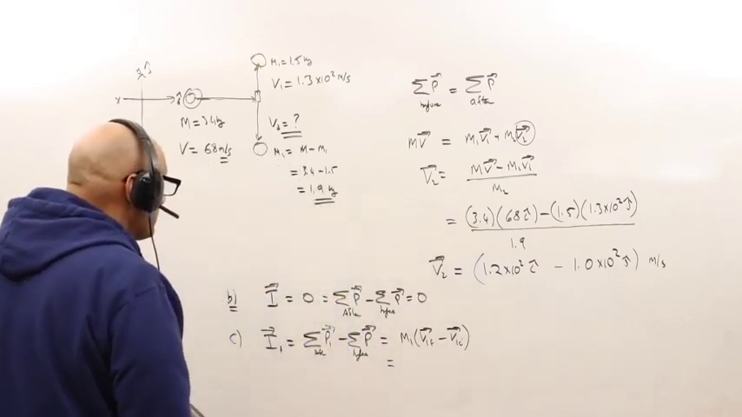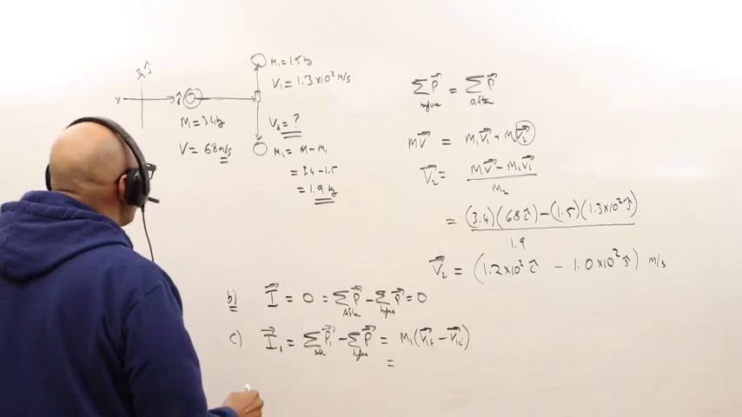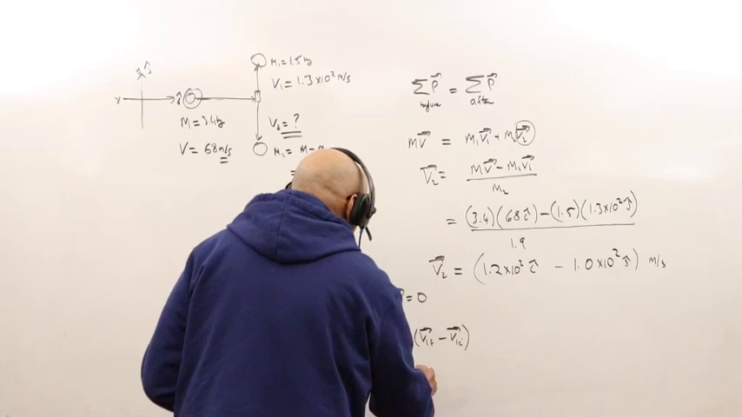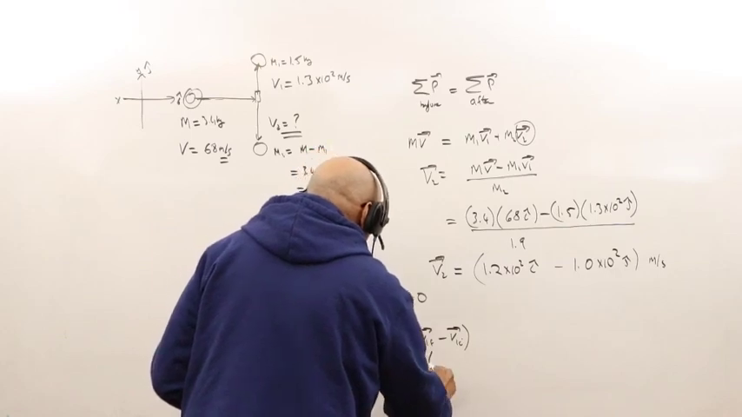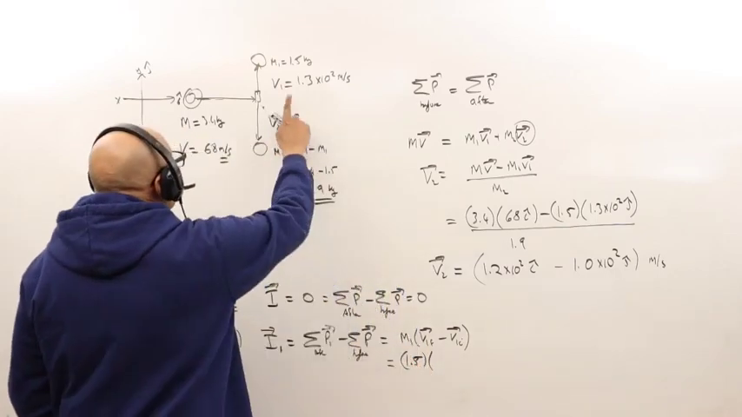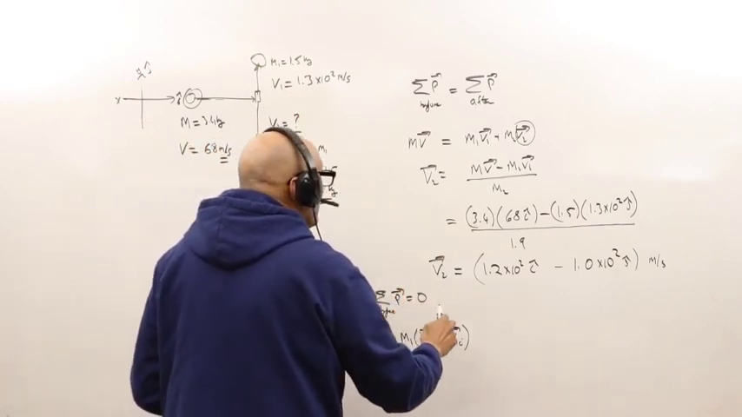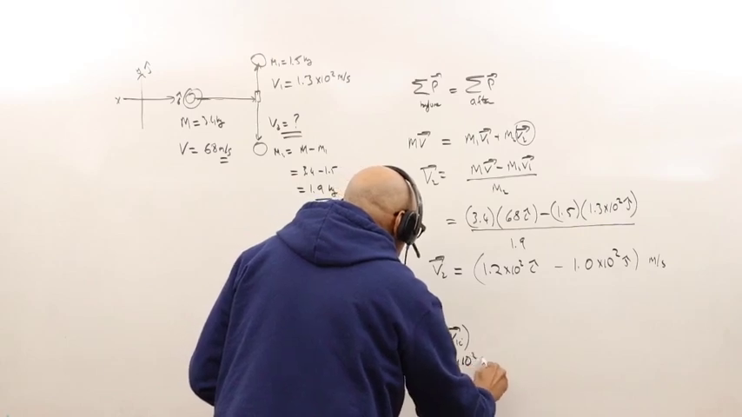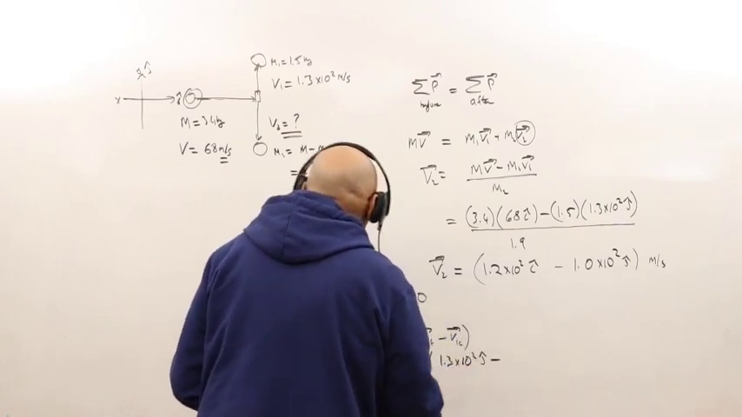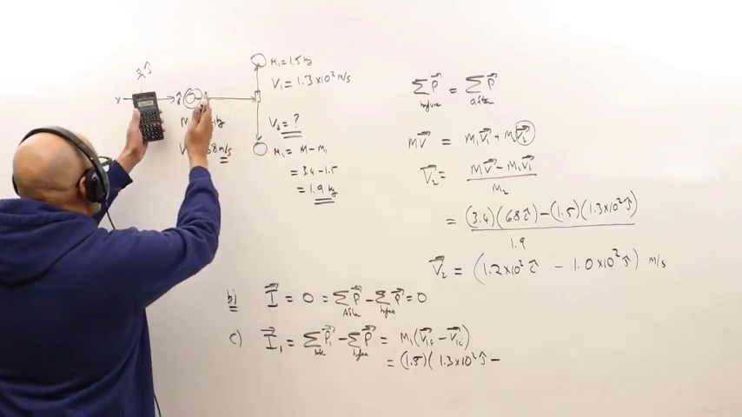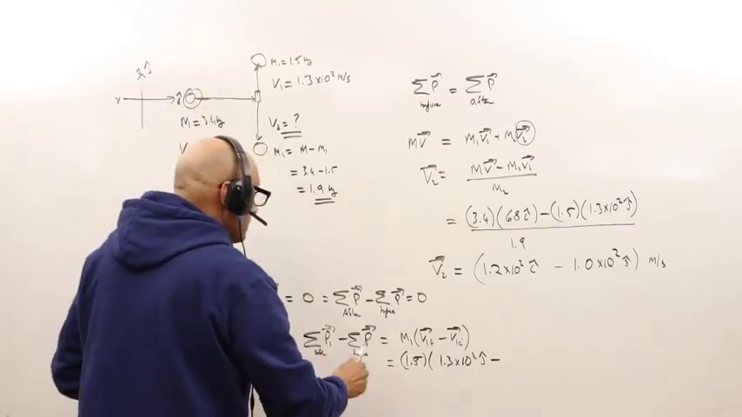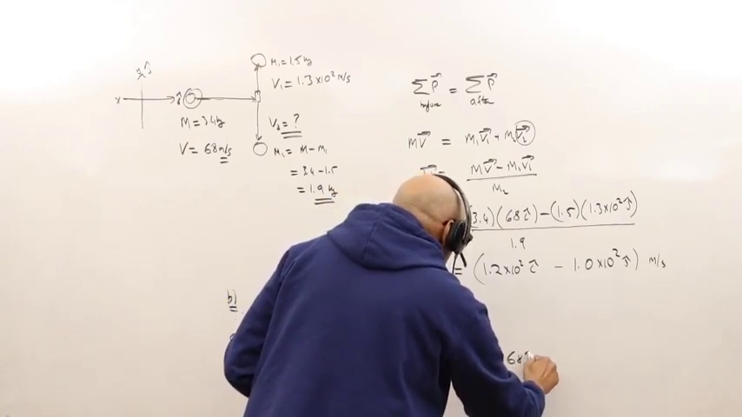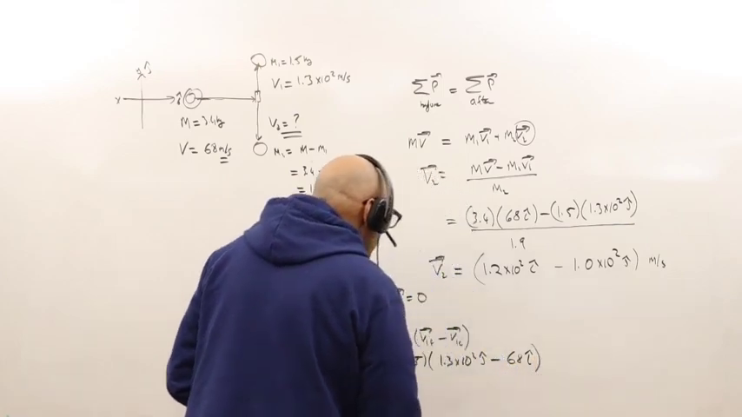The mass of m1 happens to be 1.5 kilograms. The final velocity happens to be 1.3 times 10 to the 2 j hat. The initial velocity is part of the whole mass, so it's clumped together, traveling 68 meters per second, so it's going to be minus 68 i hat meters per second.